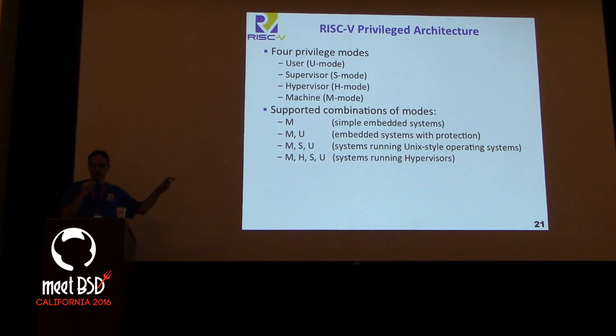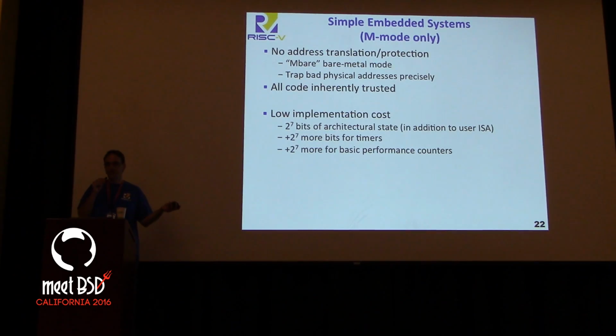There are 4 modes: user mode, supervisor mode, hypervisor mode, machine mode. And basically you can support 1, 2, 3, or 4 of these. The machine mode is the only mandatory one. So in a simple embedded system, you just have machine mode. Everything is basically bare metal. All code is inherently trusted because it can touch anything. And there are only a few bits of extra machine mode state you need to provide. This is very simple. Low-end microcontrollers will be like this.